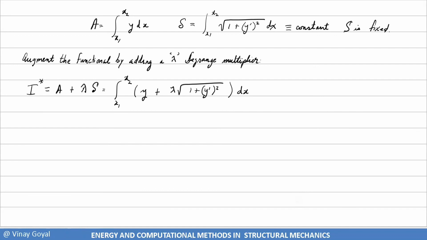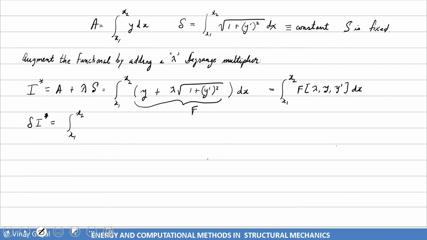And so now I'll take the first variation of I star, and I want you to notice that here, this is f, and f depends on lambda, y, and y prime dx. So the first variation of I star is going to be equal to the integral from x1 to x2 of partial of f with respect to y del y plus partial of f with respect to y prime del y prime plus partial of f with respect to lambda del lambda dx.